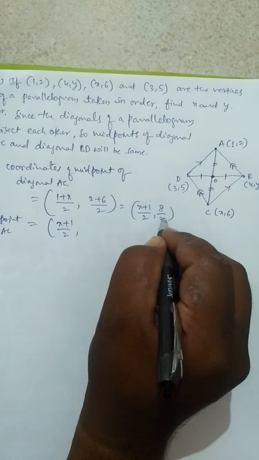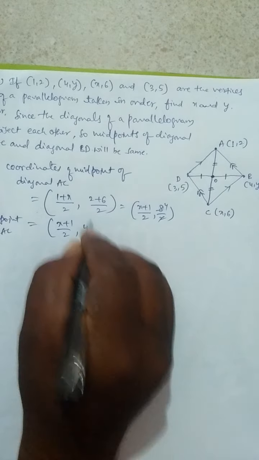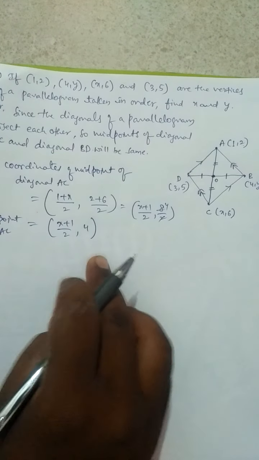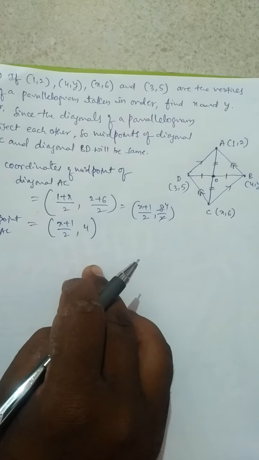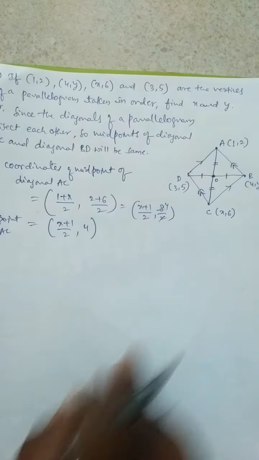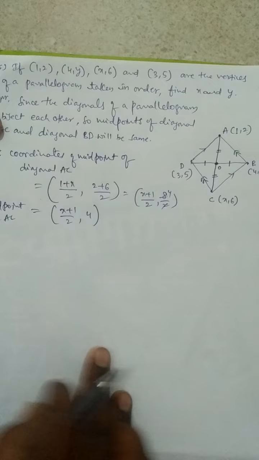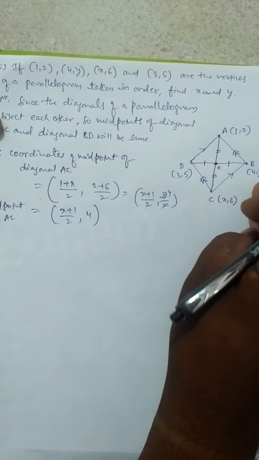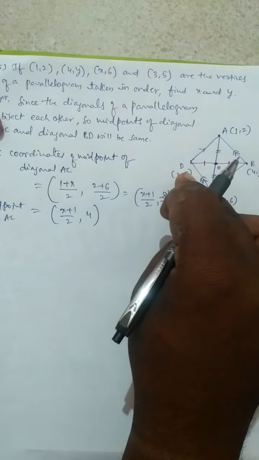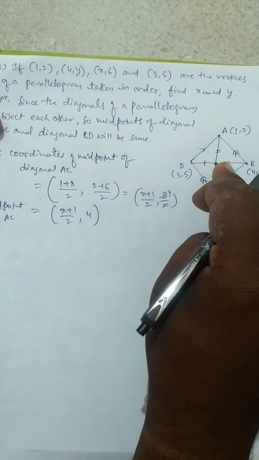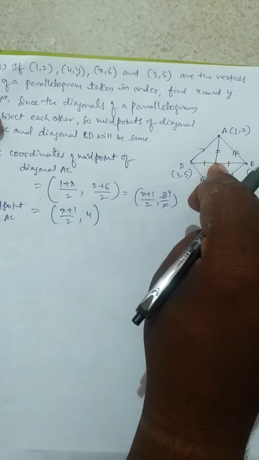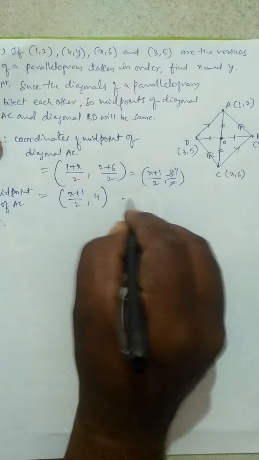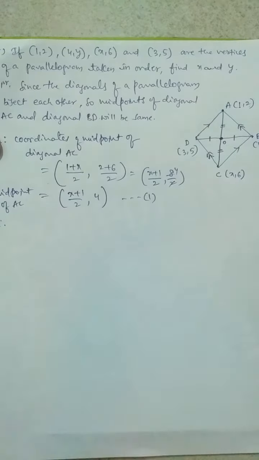This is 2 ones are 2, fours are, this is 4. So (x plus 1)/2, 4 is the midpoint of diagonal AC. In the same way you have to find the midpoint of diagonal BD. The midpoints of diagonals AC and BD both meet at the same point O, right? So this one you have to call equation number 1.